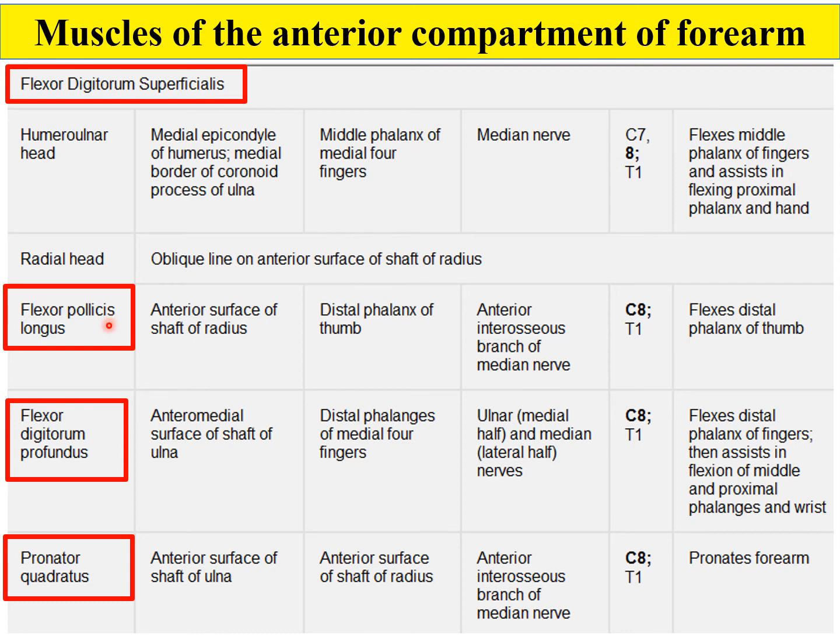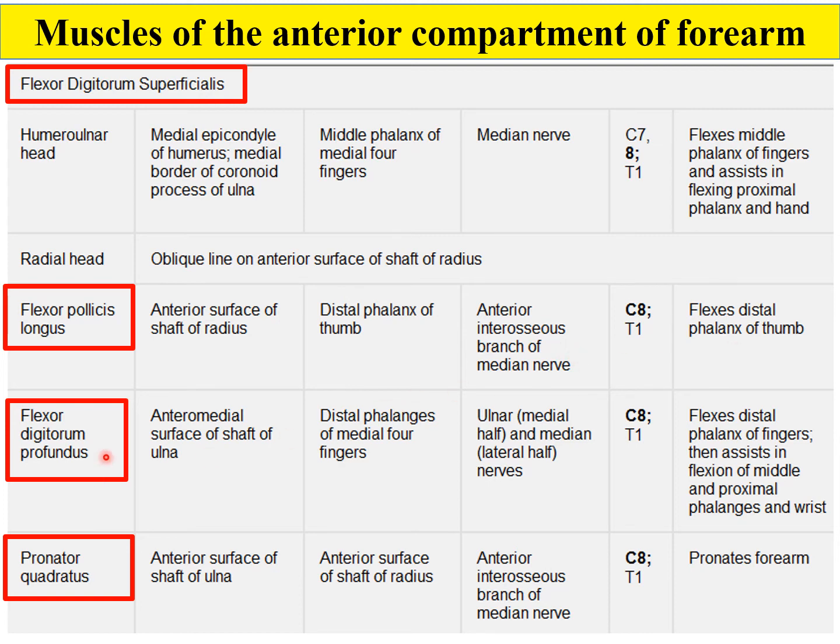Flexor pollicis longus. Pollicis is for the thumb. It arises from the anterior surface of the shaft of the radius and goes to the distal phalanx of the thumb. When we have longus in a muscle name, it means it is going toward the distal end, so the distal phalanx of the thumb. Again, it is supplied by the median nerve, but through its branch known as the anterior interosseous branch, and it flexes the distal phalanx of the thumb.